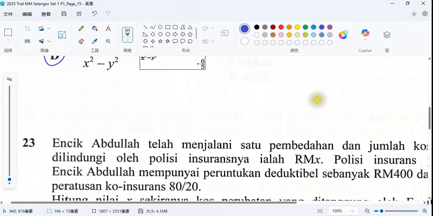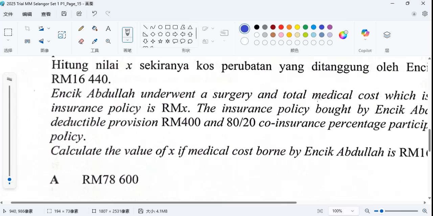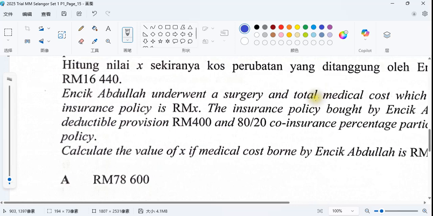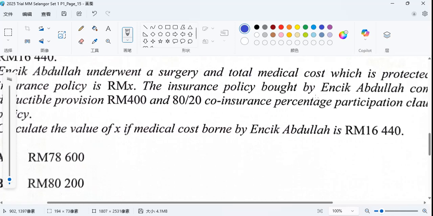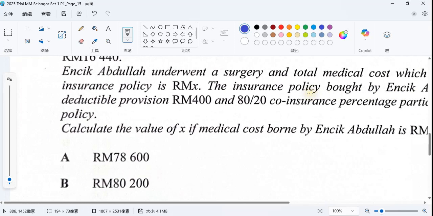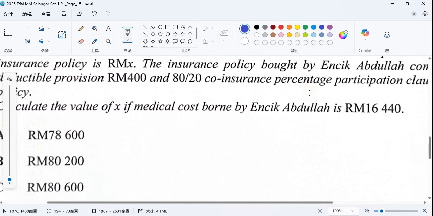Okay, question number 23. Anjay Abdullah underwent a surgery and the total medical costs are protected by the insurance policy. The insurance policy comes with a deductible provision of 400 and 80/20 co-insurance. Calculate the value of X, if the amount borne by Anjay Abdullah is 16,440.